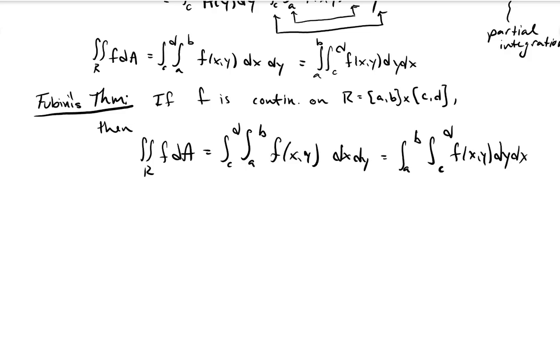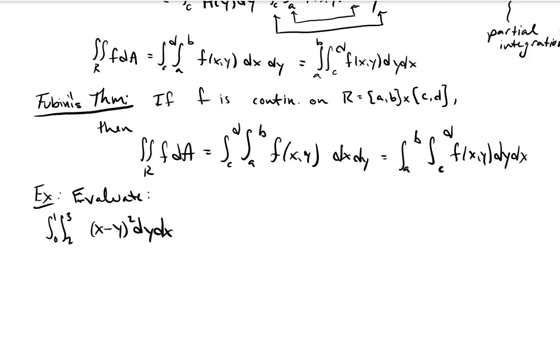So let's see an example. Let's see a few, in fact. Let's evaluate some of these double integrals. We'll write them out already iterated. For example, 0 to 1, 2 to 3 of (x minus y) squared dy dx.